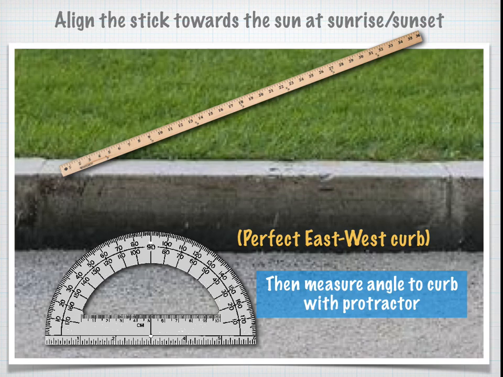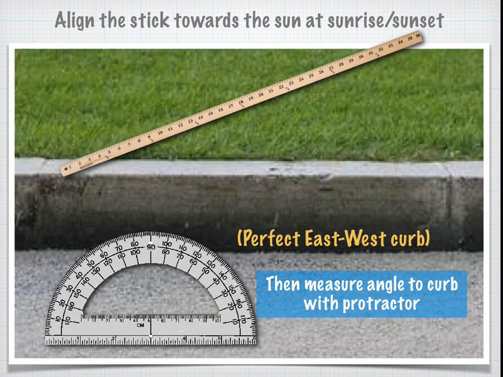So when you're out there in the field, and you just have to figure this out on your own, you try to take a yardstick and point it in the direction of sunrise or sunset. Maybe you have to get down on your hands and knees and sight along the yardstick, or use a table or something. But you really want to point that stick towards the sunrise or sunset.